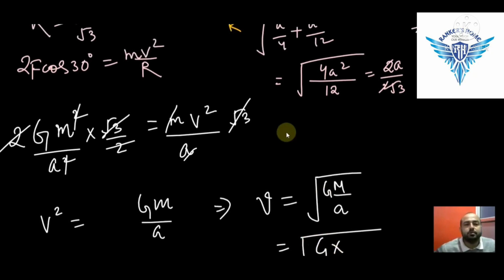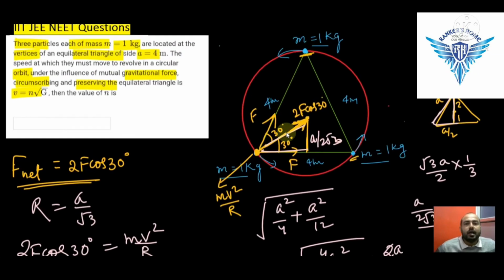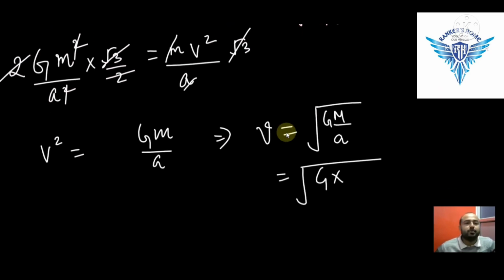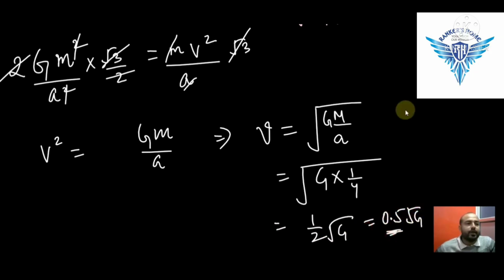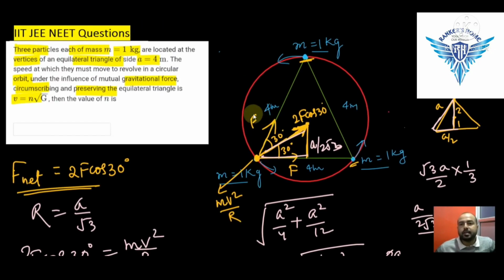Don't put the value of g, because the option is given in terms of g. The mass is 1 kg and the side is 4 meters, so it will be 1 upon 4 under the root, which is 1 by 2 root g, that means 0.5 root g. So v equals n root g, and n is 1 by 2 or 0.5. So 0.5 is the correct answer here. I hope that this cleared your doubt. Thank you.